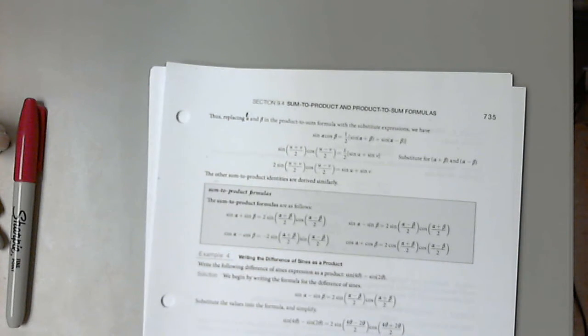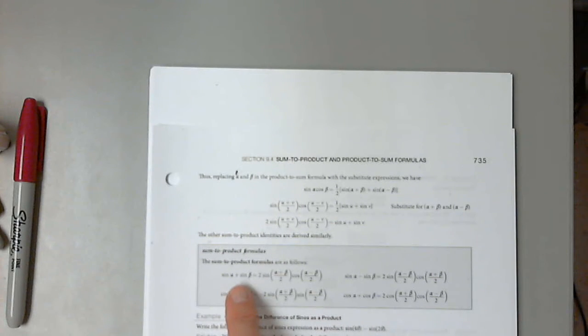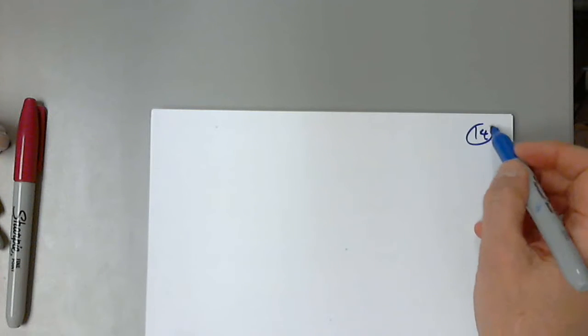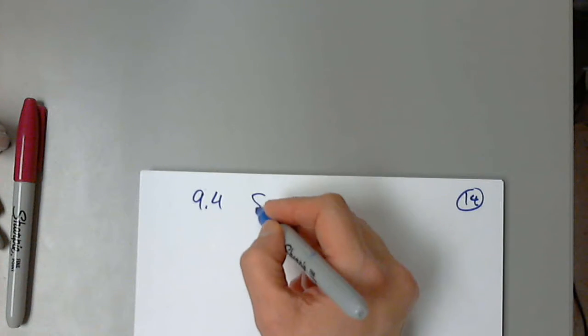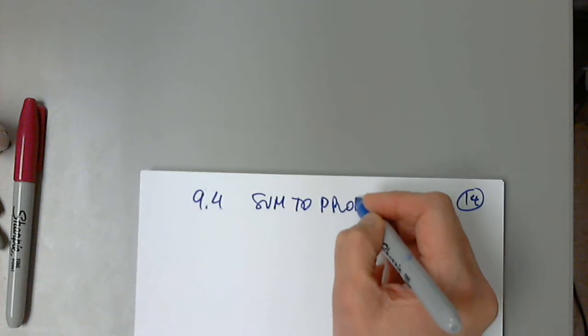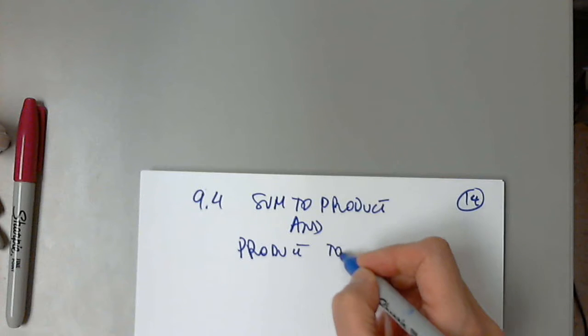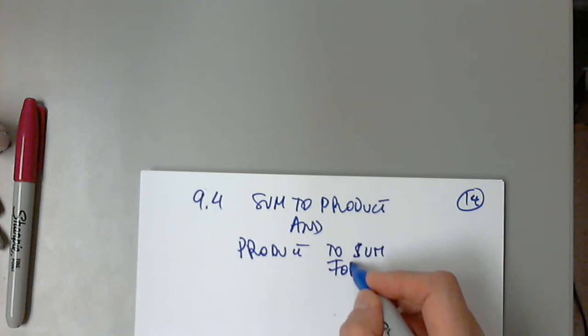Okay, but it's part of trig, so that's why. So now here we are trying to change the sum of 2 sines, difference of 2 sines, difference of 2 cosines, and sum of 2 cosines into the corresponding products, back and forth. So I'm just going to put the title here. This is page 14. This is 9.4, sum to product and product to sum formulas.